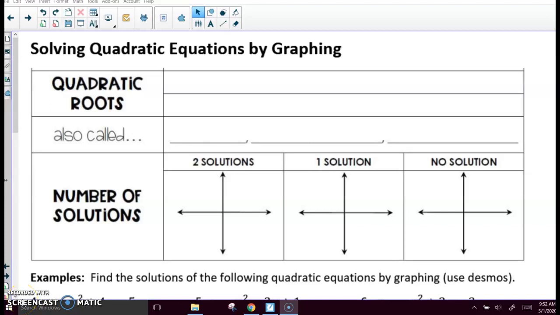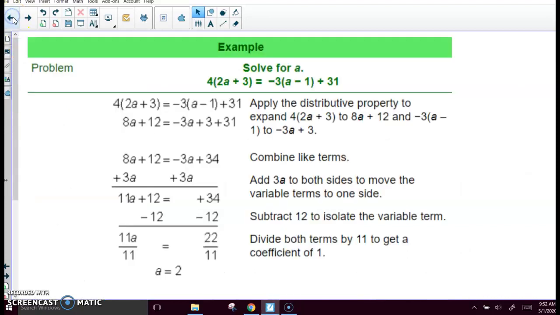We are now going to look at solving quadratic equations by graphing. So let's look at those first three words, solving quadratic equations. Earlier this year and in prior math classes, you knew how to solve linear equations when it was x to the first power. And we had a pretty set step-by-step process in order to solve that.